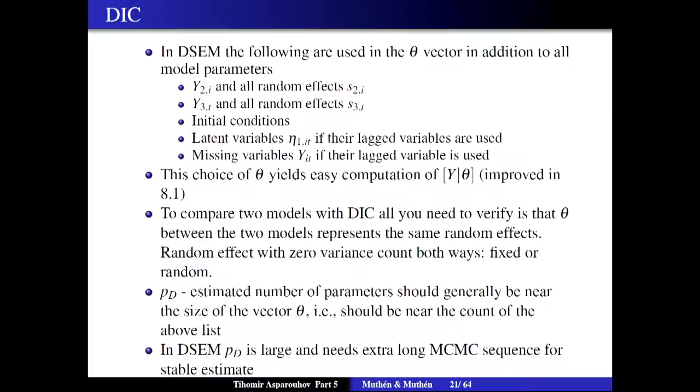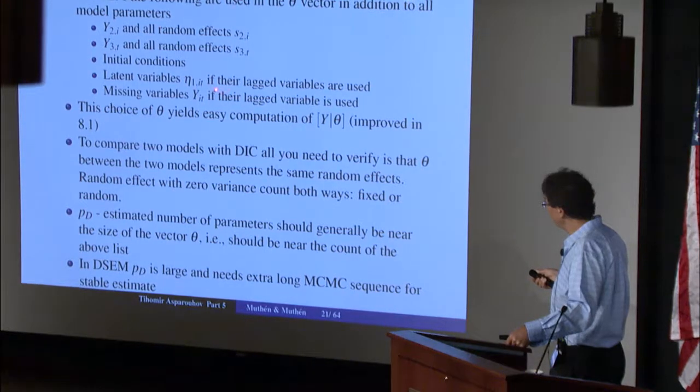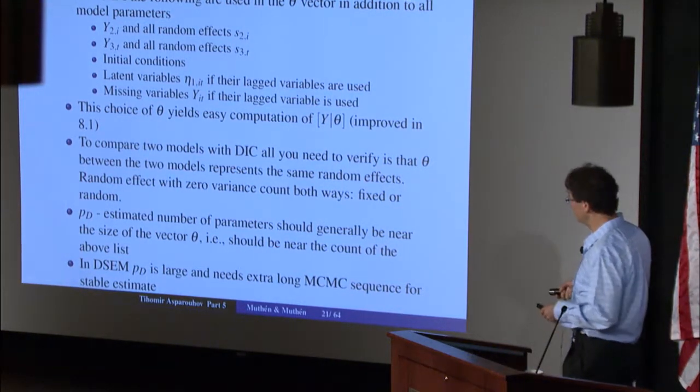So initial conditions are generally in the theta vector, and also latent variables that have lagged versions in the model, and also missing values for dependent variables that are lagged, that you use lagged versions of in the model. Those two rows can produce a substantial amount of missing quantities that go into the theta vector, and they generally make the DIC more difficult to use.